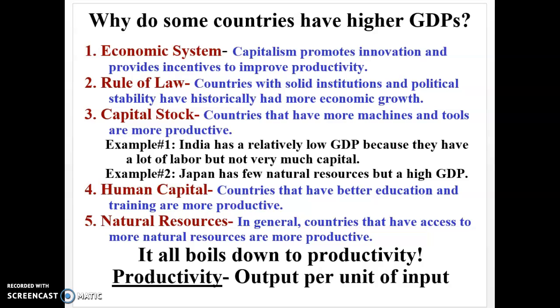Again, that would be that market system. The rule of law, where you have institutions or political stability. Capital stock, you have more machines or tools. Human capital with better education and training. And then natural resources. Quite a bit of this is something you can already see in the United States, where we have those added benefits.